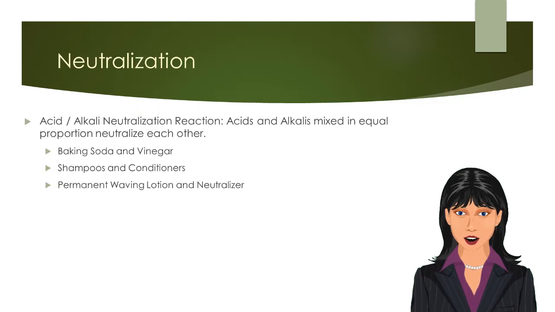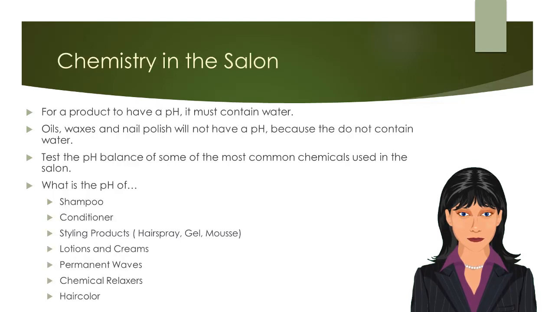When acids and alkalis are mixed together in equal proportion, they neutralize each other. Some examples of this neutralization reaction can be found in combining baking soda and vinegar, shampoos and conditioners, and even permanent waving lotion and neutralizer. For a product to have a pH, it must contain water. Oils, waxes, and nail polish will not have a pH because they do not contain water.